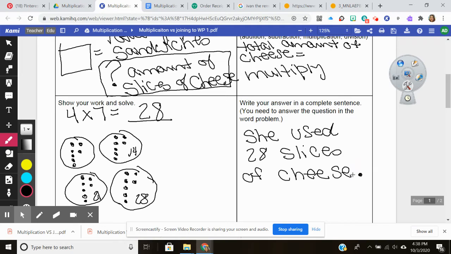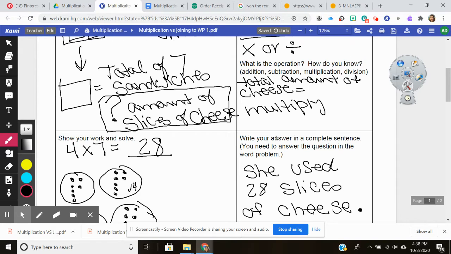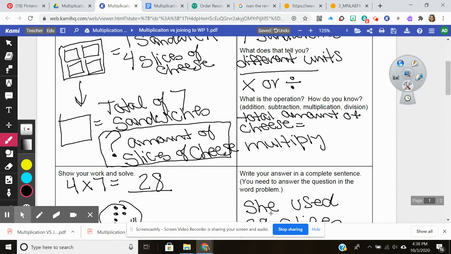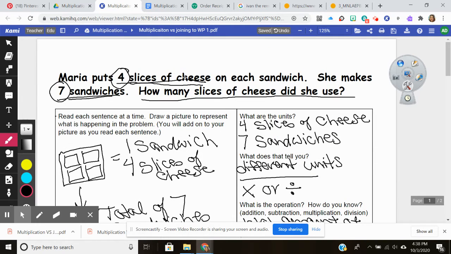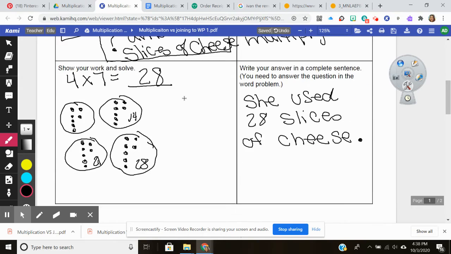Period. Making sure I use that period. So now you're going to notice that I have filled out my graphic organizer, and by filling out my graphic organizer, it's helped me solve because now I'm able to really think critically about what's happening in the word problem. So let's go to the next one.